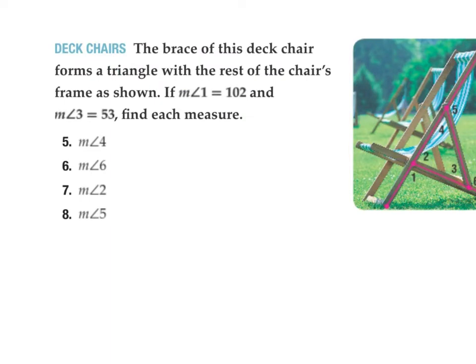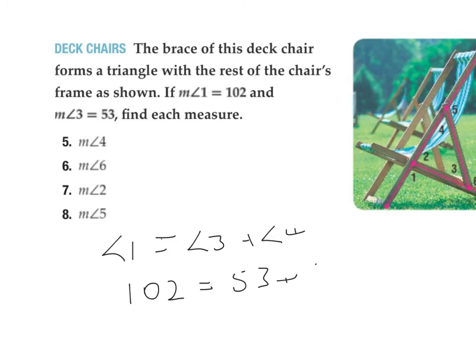Okay, so here's question number 5. What do we know with question number 5? Well, we know that angle 1 must equal angle 3 plus angle 4 by the definition. So we know that angle 1 is 102, and that must equal 53 plus angle 4. So all we're doing now is subtracting 53 from 102, and we will finish up with angle 4 equals 49 degrees.